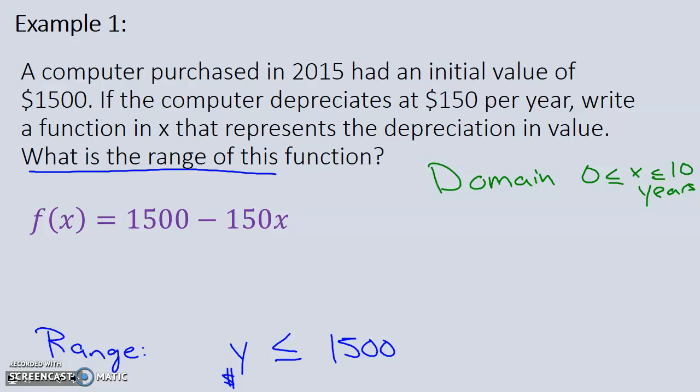We also saw after 5 years, Y could have been $750. What was the lowest amount of price this computer could be? $0. Because you remember, after 10 years, the computer is worthless. So for your range, you're talking about the dollars here, the money, the total cost of that computer, and it varies anywhere from $0 to being worth $1,500.